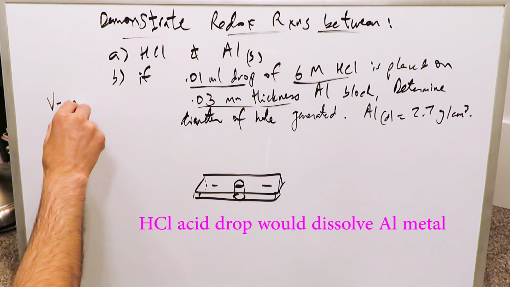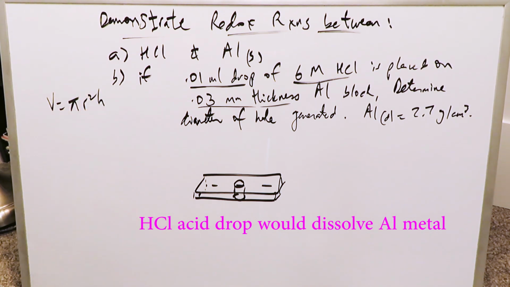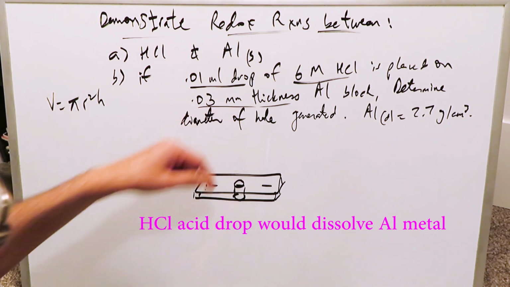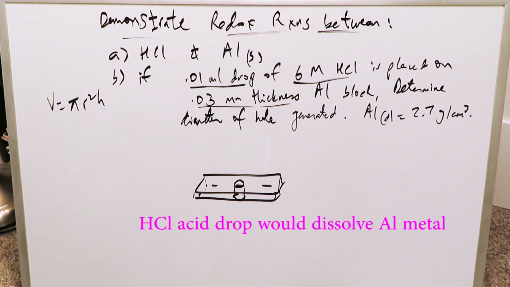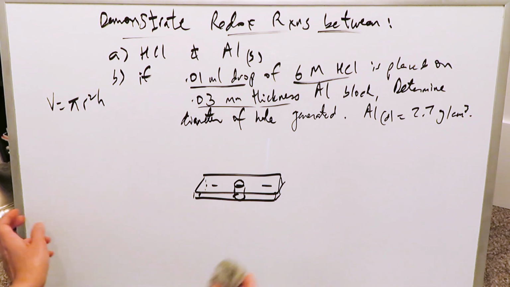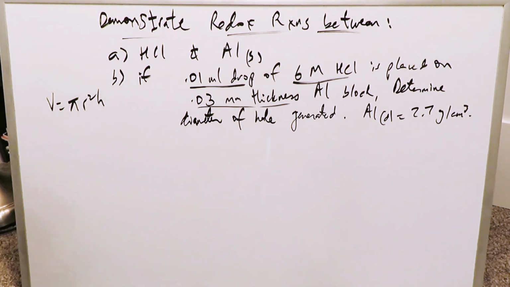So we're looking here at a volume of a cylinder, pi r squared h, and we have to keep that in mind. The hole which will be generated through this block will be the hole in terms of a volume of a cylinder, pi r squared h. That formula will come in, but let's do this in a piece by piece manner. The question is not too hard.